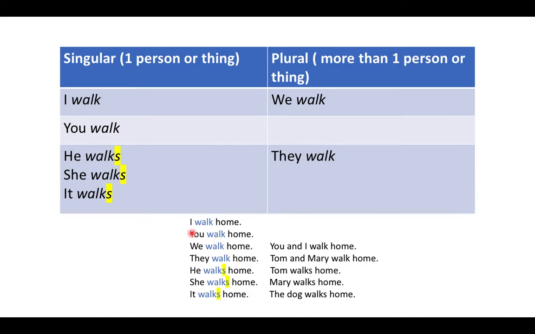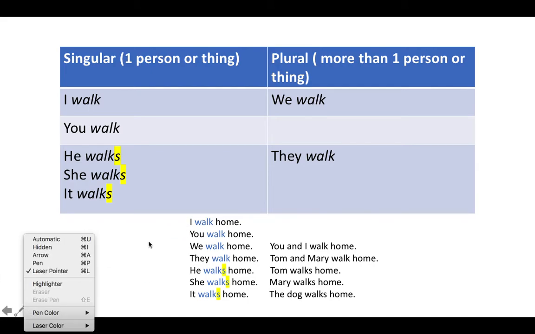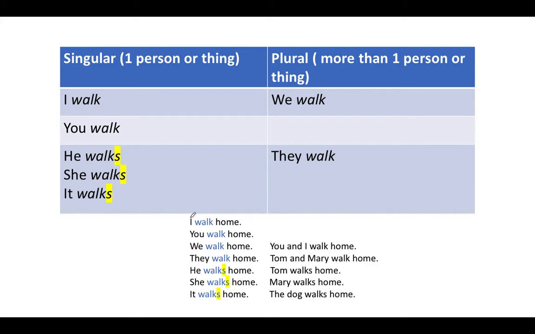So, for example, this one says, I walk home. Since it's an I, we don't need to change anything about it. See, because we're looking right here. Because it says I, we just say walk home. You, like up here, we don't need to add anything, so it's you walk home. We is right here, it's just the verb, so we walk home. They walk home.